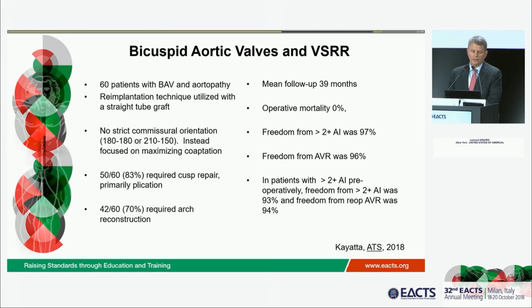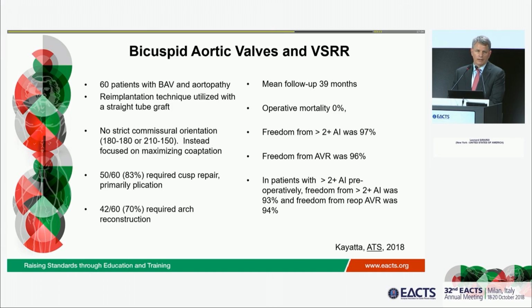Reimplantation techniques were utilized, and a straight tube graft, not a Valsalva graft, was used for a reimplantation valve-sparing operation. Interestingly, they did not follow strict commissural orientation. They did not use a 180-180 or 210-150 configuration that many of us use, instead focusing on just maximizing coaptation with the orientation of their commissures. 85% required cusp repair, primarily plication, and a large number of their patients required arch reconstruction as well.